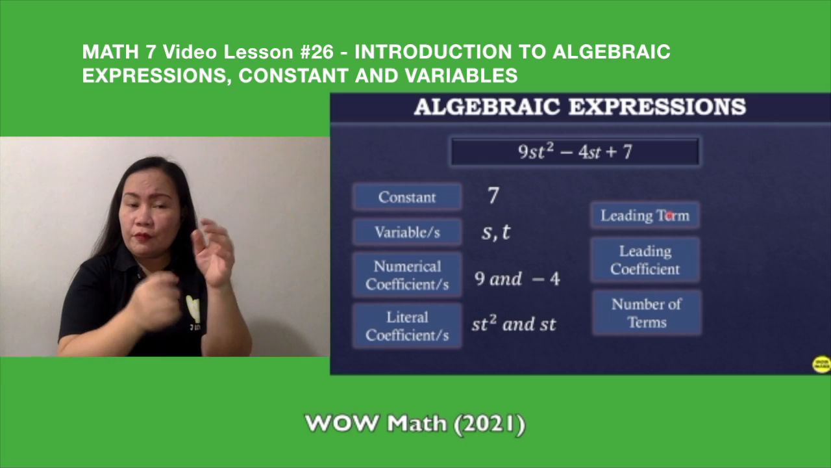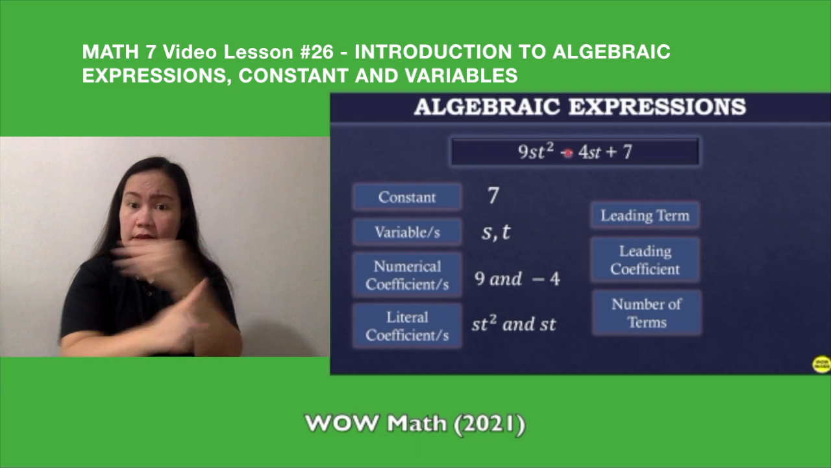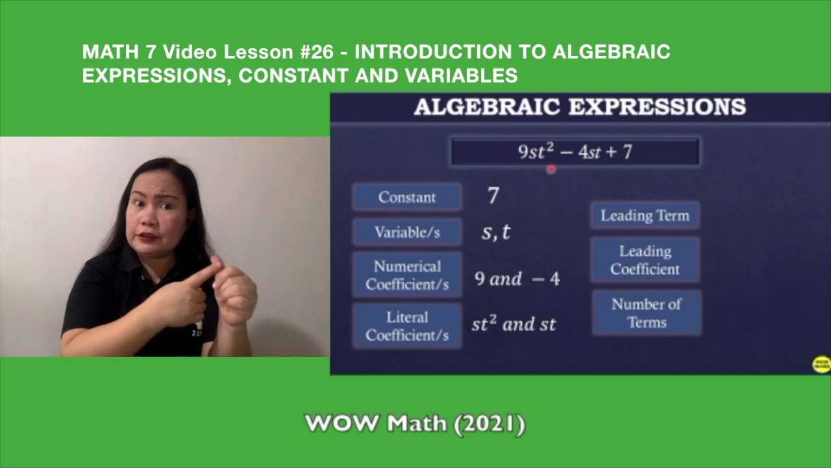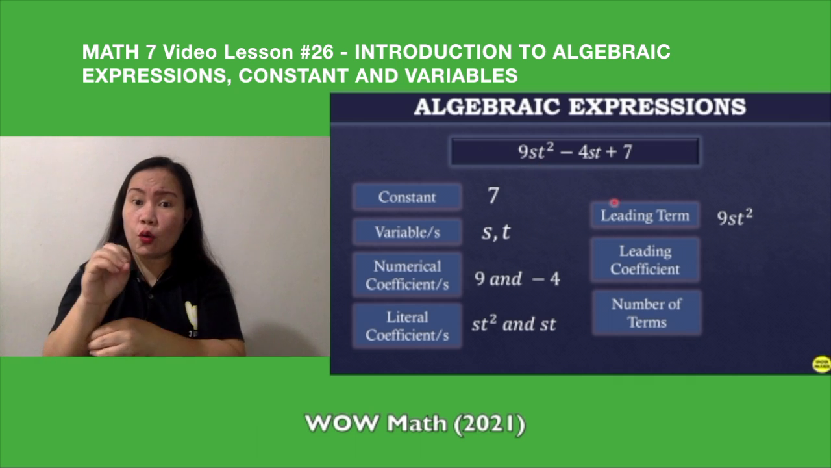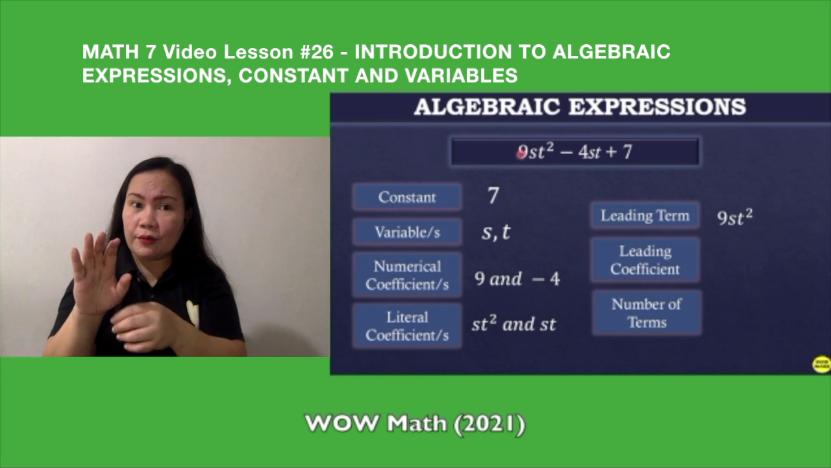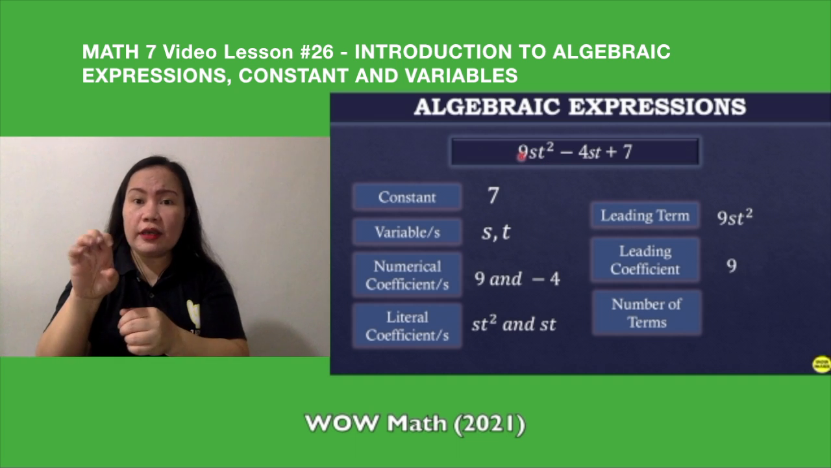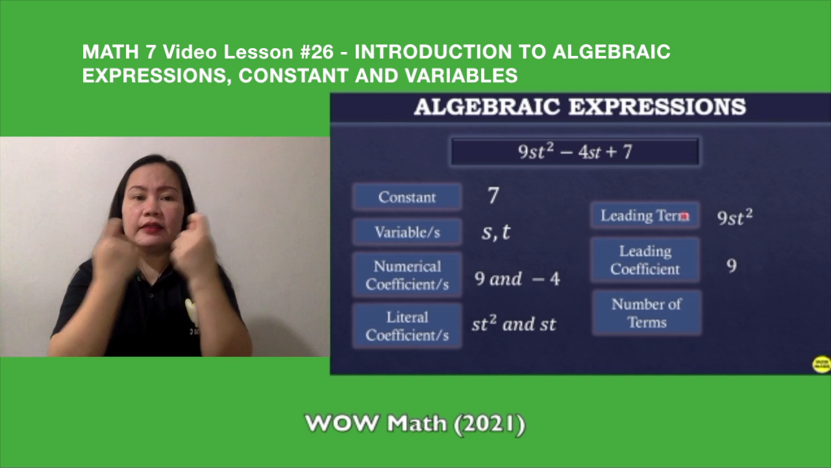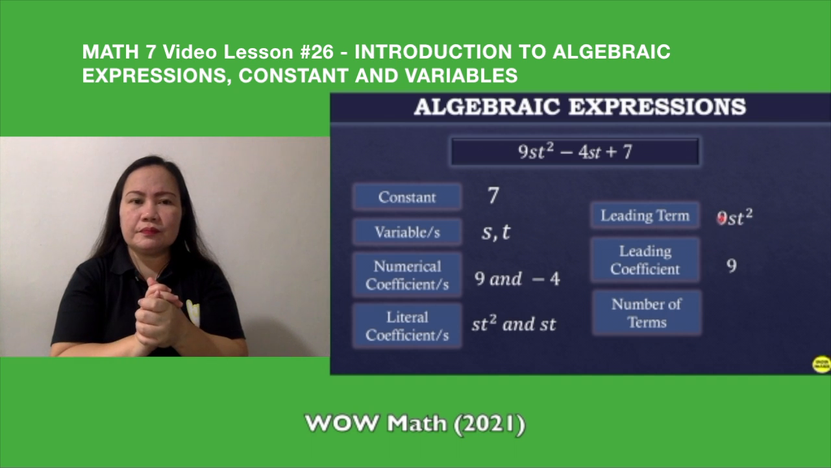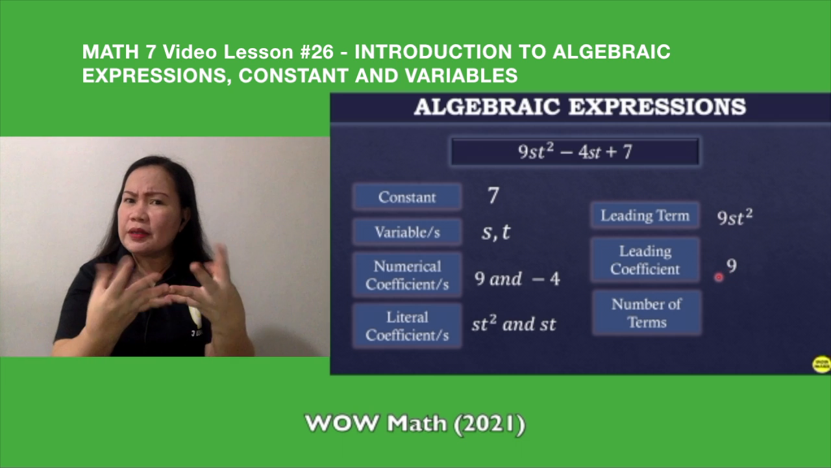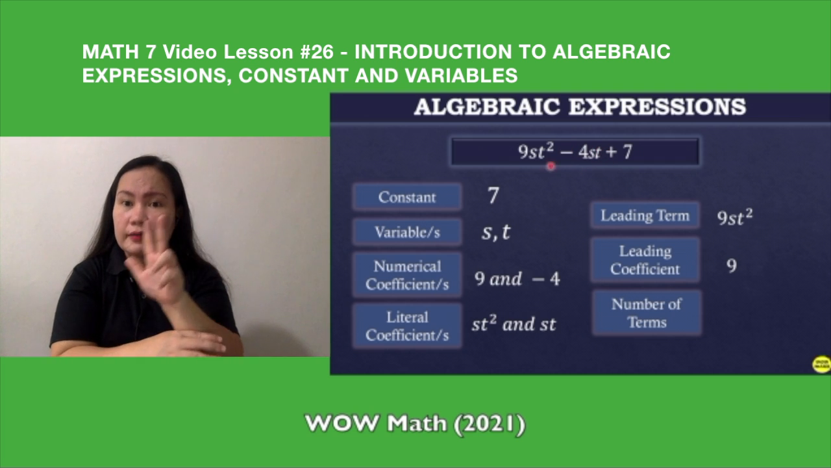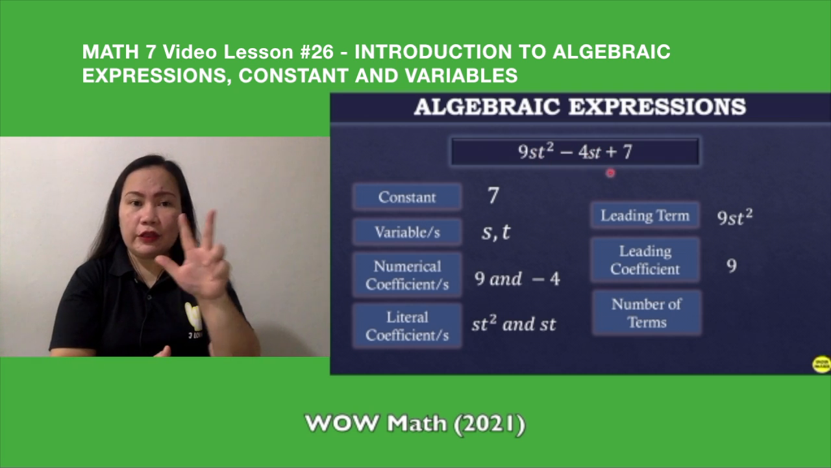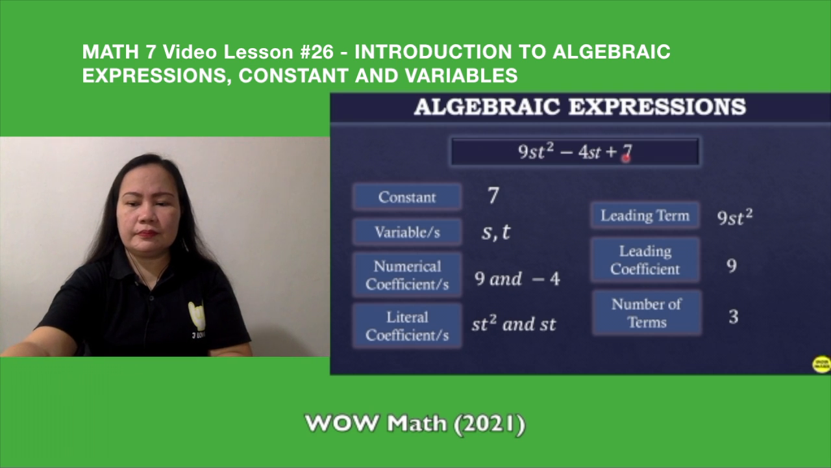Next, the leading term. Ano yung term na nauuna? Di ba separated by plus and minus. Ito po siya. So, ano yung nasa unang term? 9st squared. Ano ang leading coefficient? Kung meron kang leading term, makukuha mo na yung leading coefficient. 9. Kasi ang leading coefficient ay kinukuha natin sa leading term. Why? Kasi since siya ang nauuna, ibig sabihin, ito rin ang nauunang coefficient. Okay? And the number of terms, so bilangin natin, separated by plus and minus siya. Isa, dalawa, tatlo. So, we have 3 terms.